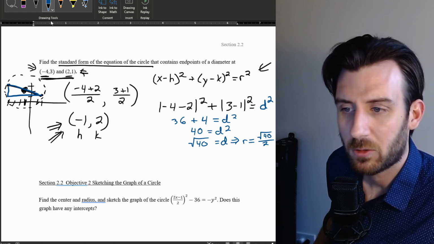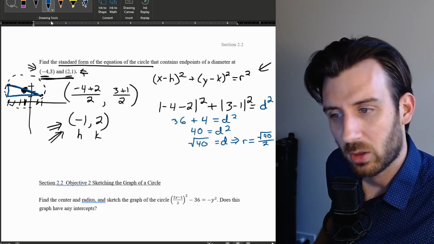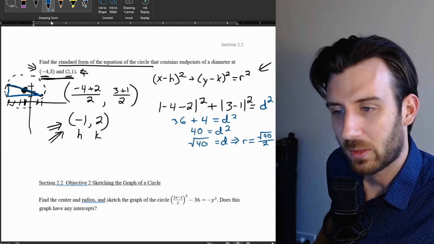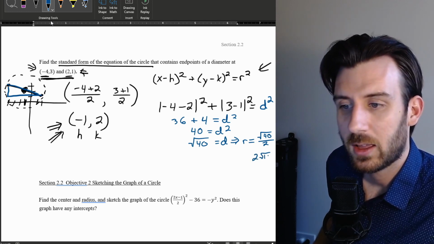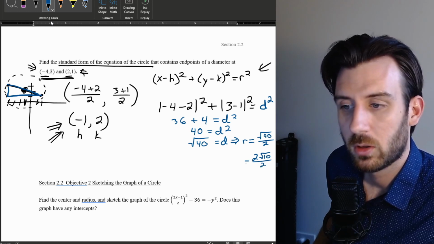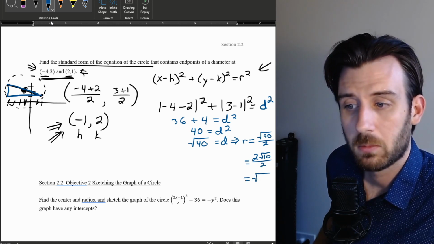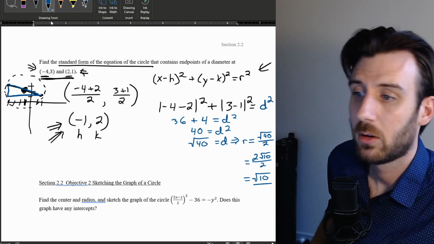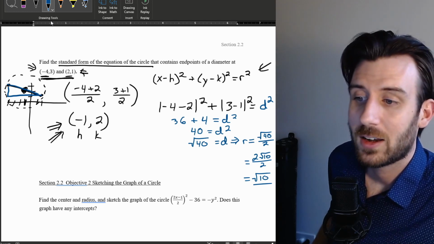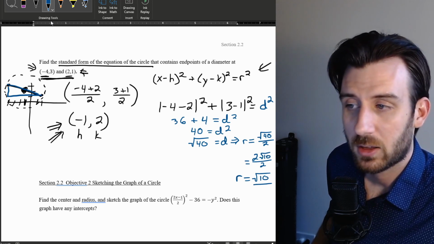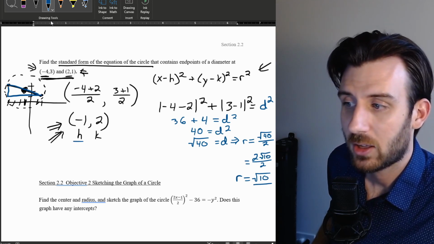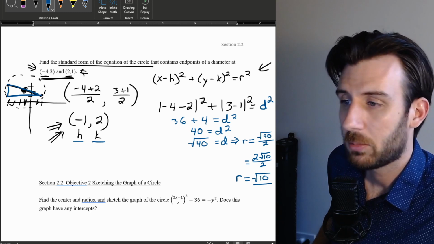Now we could simplify that a little bit, because for the square root of 40, you could factor out a 4, and then the square root of that would become a 2. So really you could think of this as 2 root 10 over 2, which you could simplify to just the square root of 10. There we have it. So the square root of 10 is my radius. And so I think I have everything I need for my original equation. I have my h, I have my k, and I have my r. So let's put that all in.